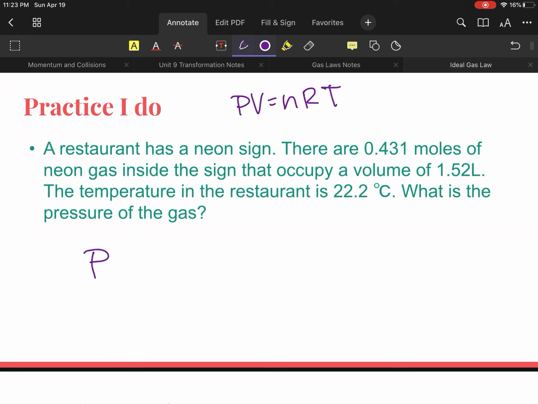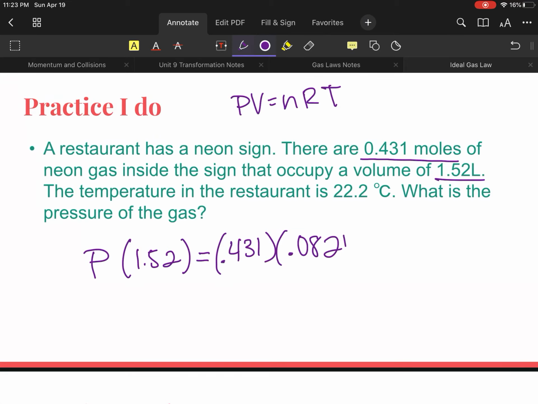So let's plug in some values here. I'm looking for pressure, so I'm going to leave that as a P. I have a volume, 1.52. I have an N, my number of moles, 0.431. Remember, my R is always 0.0821. And then my temperature is right here. But remember, I have to add 273.15. That rule did not go away. I still have to convert to Kelvin.